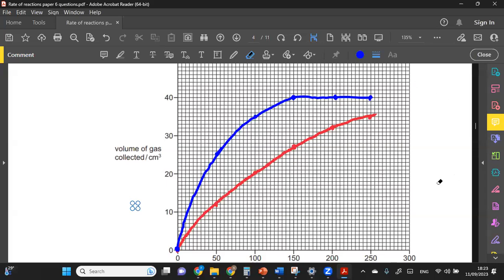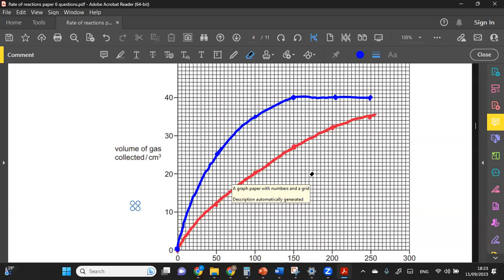In the red graph, we never reached the stage where the reaction stopped because we did the experiment till 250 seconds and we don't have the readings for afterwards, right? So even till 250 seconds, the red graph reaction was still taking place. We still had not reached the stage of completion.